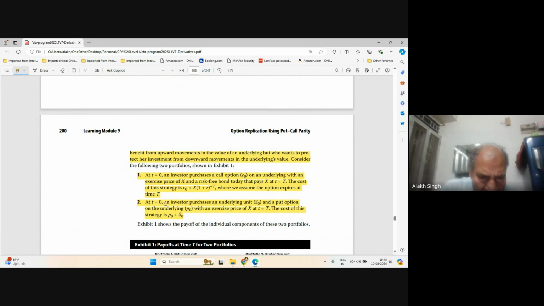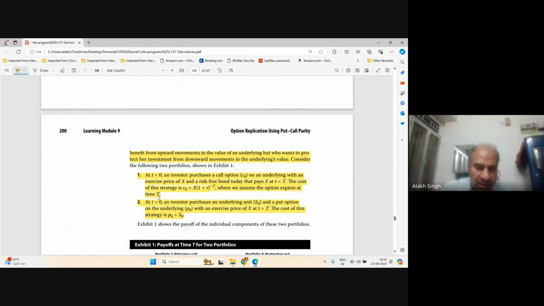Okay. The cost of this strategy is C0, the price that he will pay. And what is the price of the bond? The price of the bond is the discounted value of the bond today at maturity. Since the price at maturity was X, its present value will be X divided by (1 plus R) to the power T, or X times (1 plus R) to the power minus T.